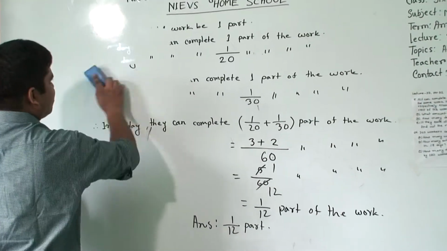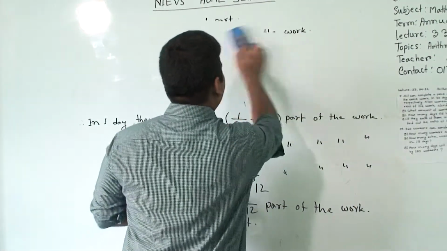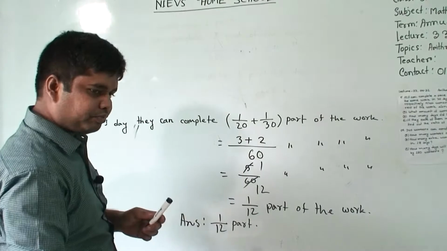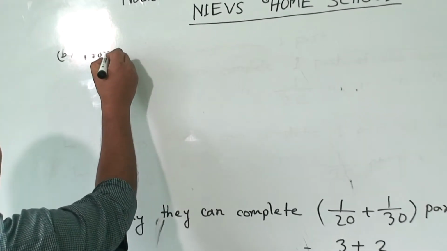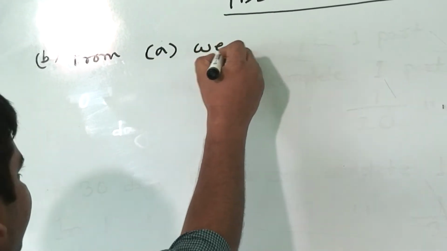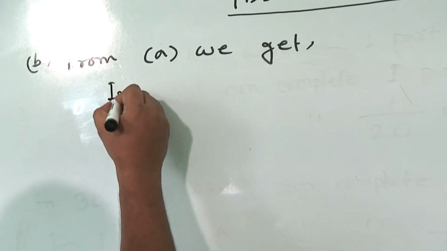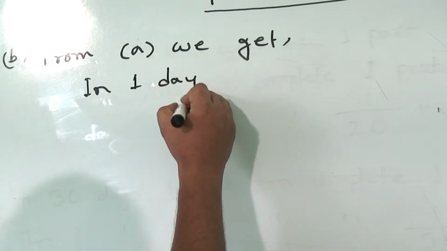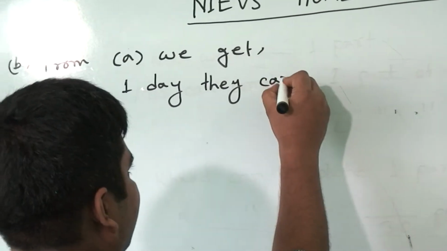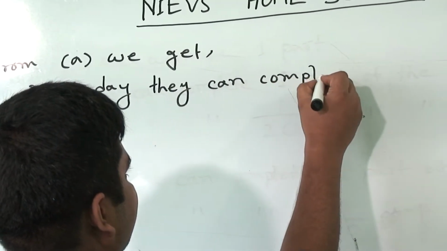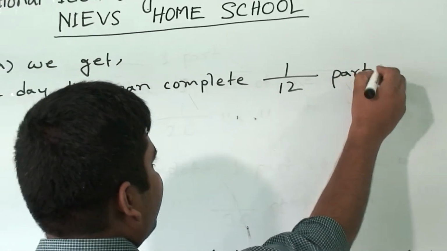Before starting to solve this math, at first I write, from A we get, in one day they can complete 1 by 12 part.